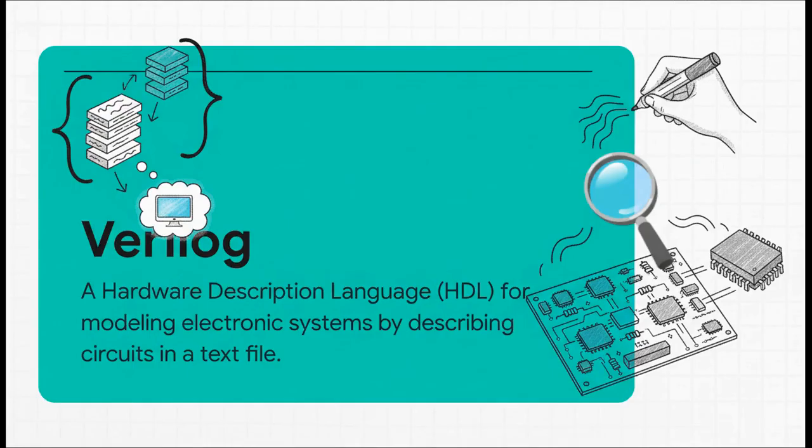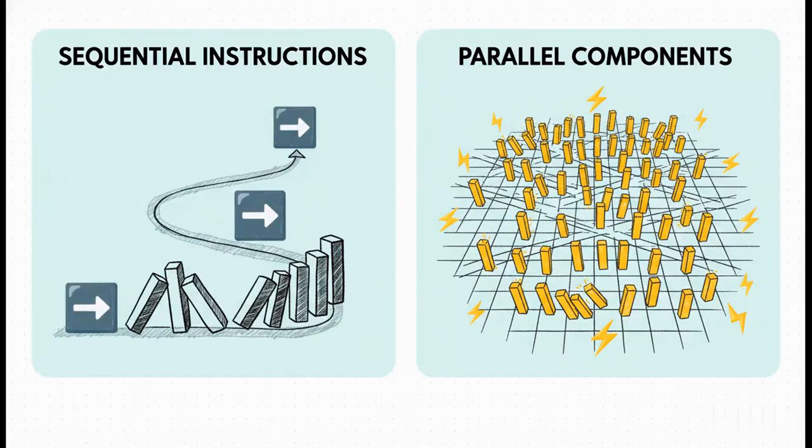Now here's the absolute key difference you have to get. Unlike a language like Python or C++, you're not writing a list of instructions for a computer to follow. You are creating a detailed description of a physical object. This is probably the most critical concept to really wrap your head around. A software program, right, it runs sequentially. It does one thing, then the next, kind of like dominoes falling in a line.